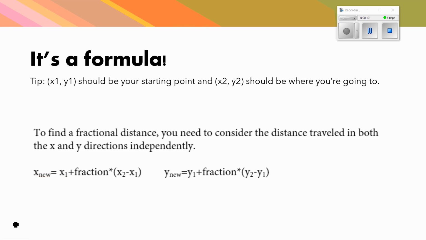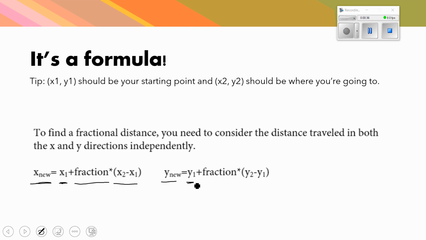It is a formula. So to find fractional distance, you need to consider the distance traveled in both the x and y directions on their own. So you have a formula for x, where the new x value is the beginning x value plus the fraction times the difference in x's. And the y new value is very similar. It's the original, the starting point, plus the fraction times the differences in the y.